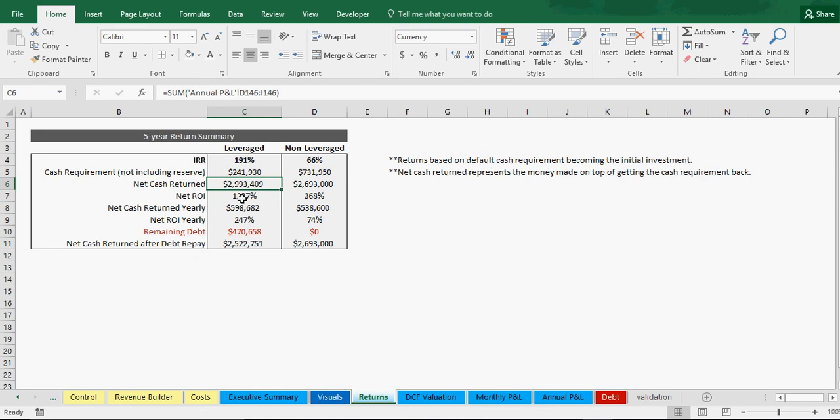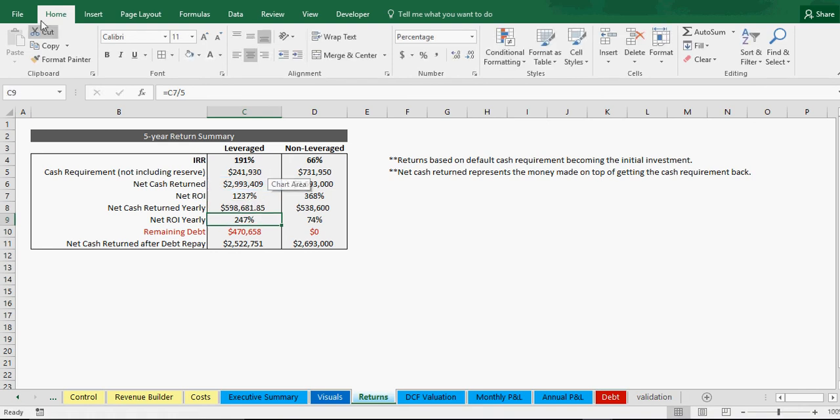And you can do a percentage of that, which here is 1,237%. Here it's 368%. Basically saying from the amount of money you put into it, you're getting back about 3.6 times plus your initial investment. Net cash return: this is just putting the dollar amount into yearly.